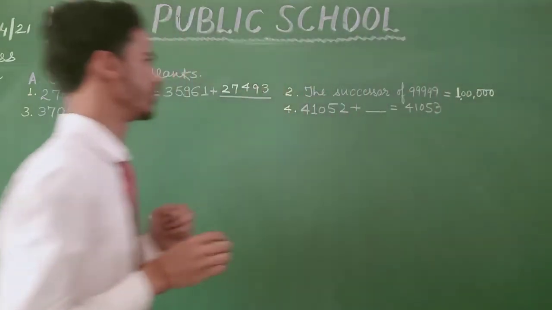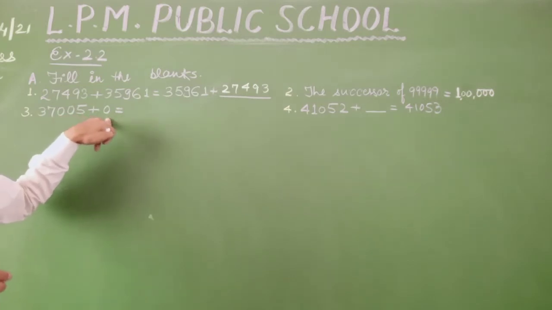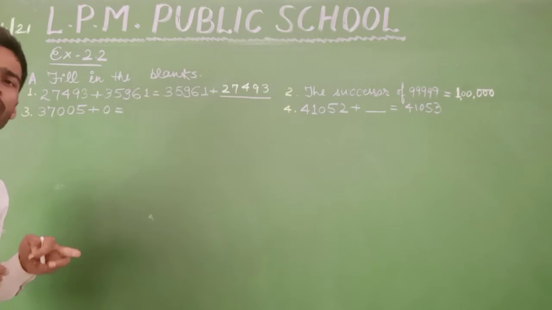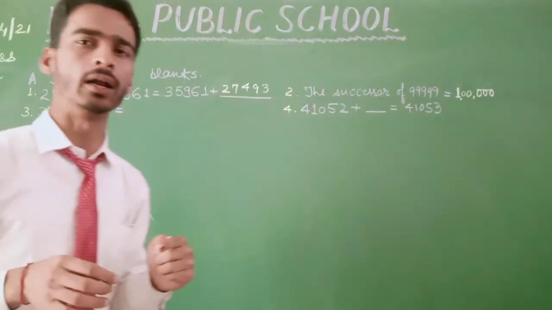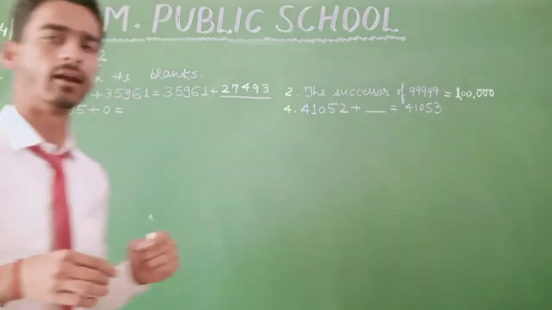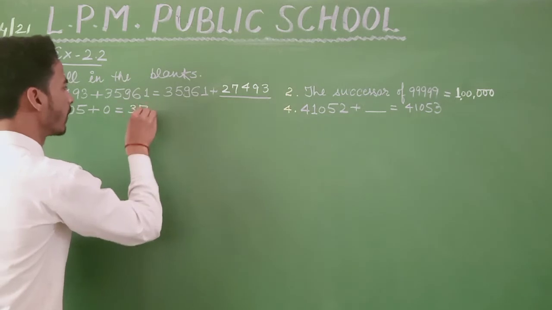And the next question is 37,005 plus 0. You know that when 0 is added to a number, the sum is the number itself. So the answer will be 37,005.